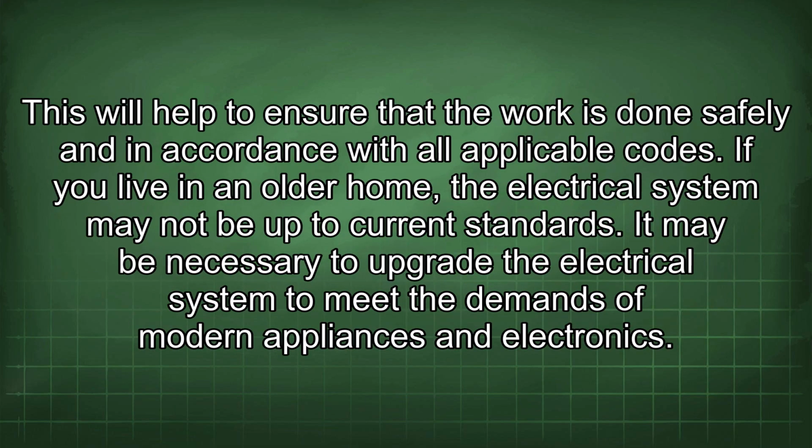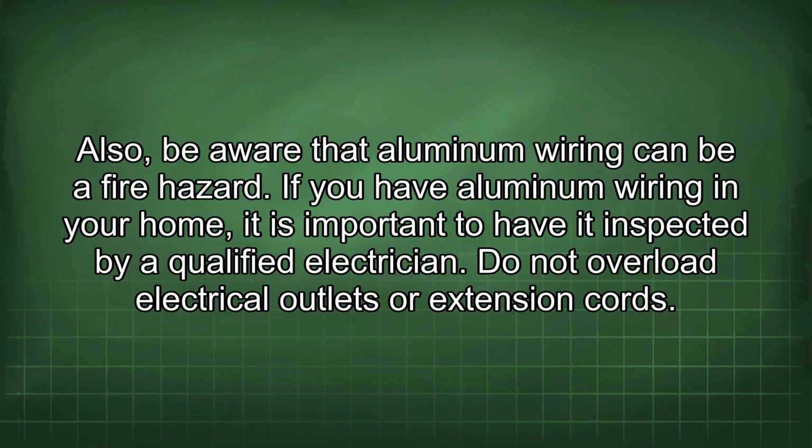This will help to ensure that the work is done safely and in accordance with all applicable codes. If you live in an older home, the electrical system may not be up to current standards. It may be necessary to upgrade the electrical system to meet the demands of modern appliances and electronics. Also, be aware that aluminum wiring can be a fire hazard. If you have aluminum wiring in your home, it is important to have it inspected by a qualified electrician.